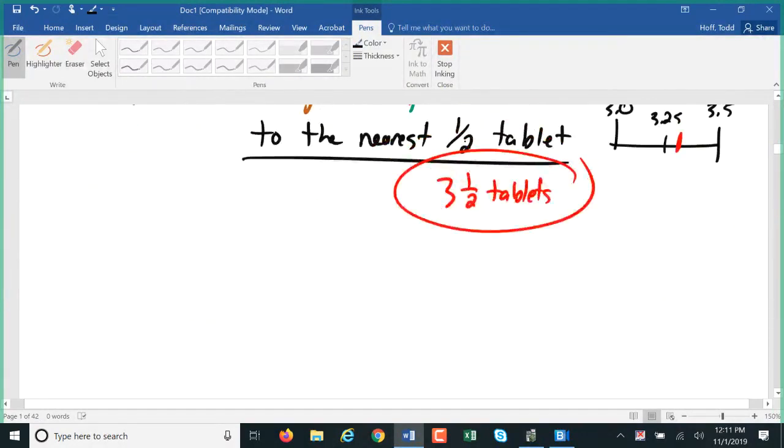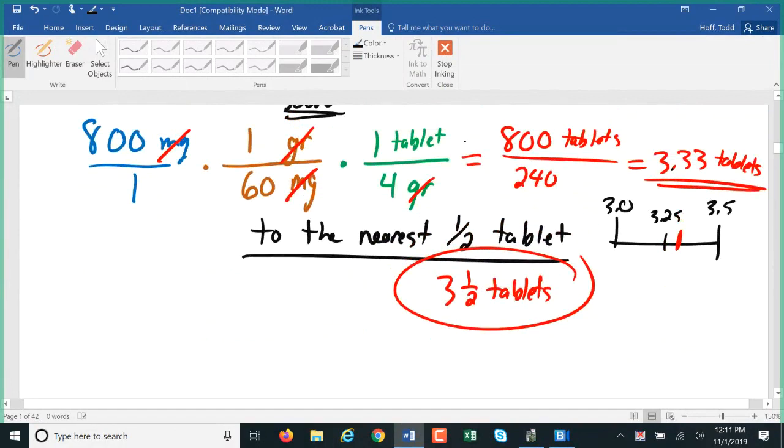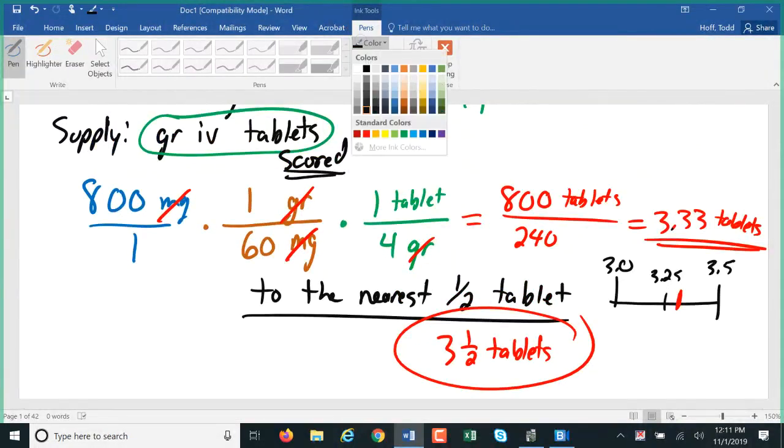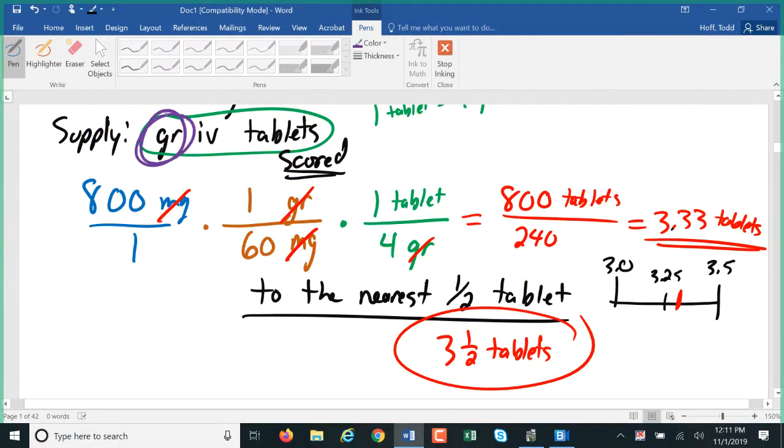Any questions on that problem? Be very careful, by the way. GR, remember, is grains. It's a very common mistake to see GR and think grams. For grams are just G.